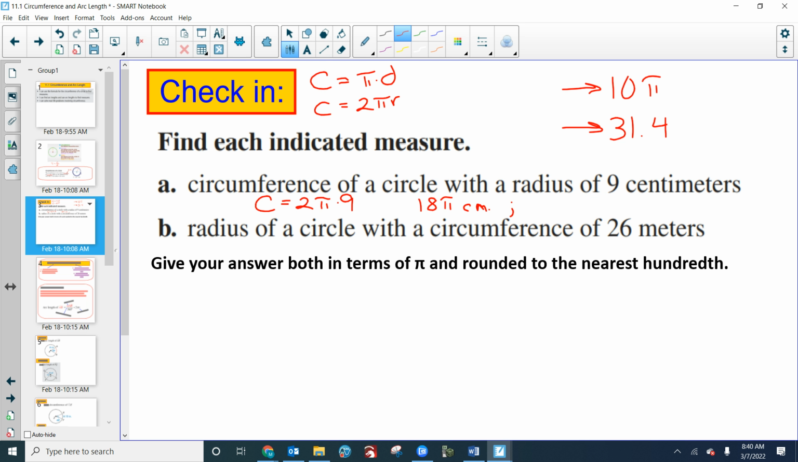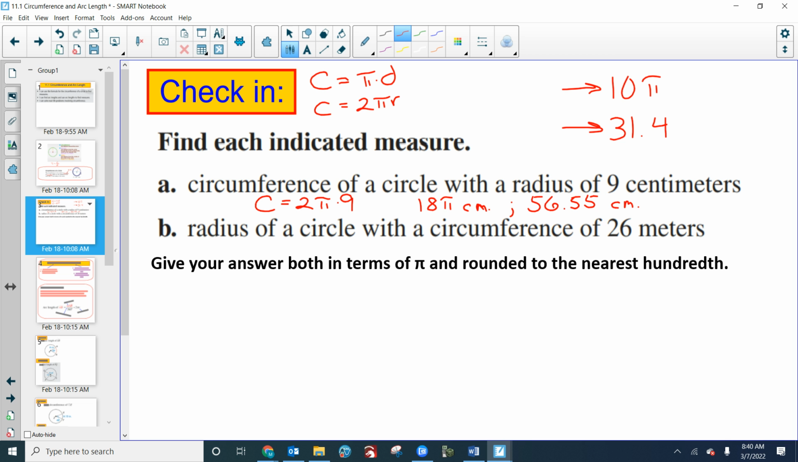56.55. So use the pi button in your calculator, okay? 18 times pi. Do you guys all see the pi button? 56.55 centimeters.